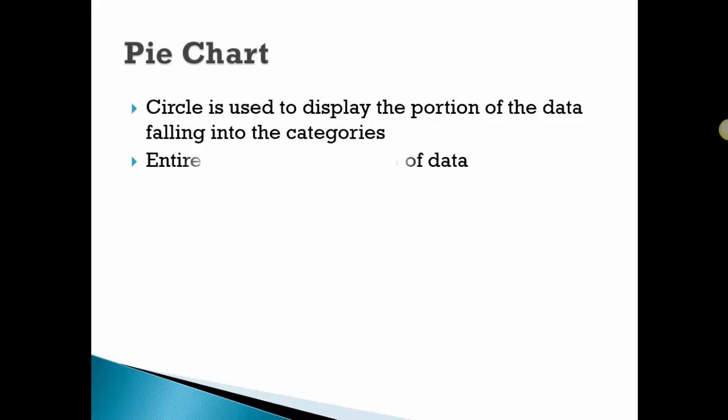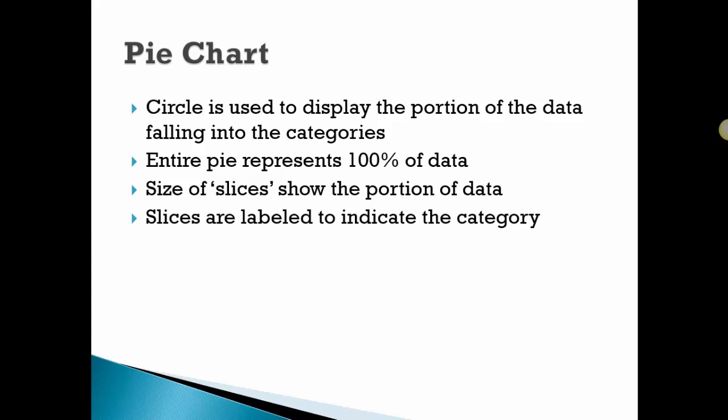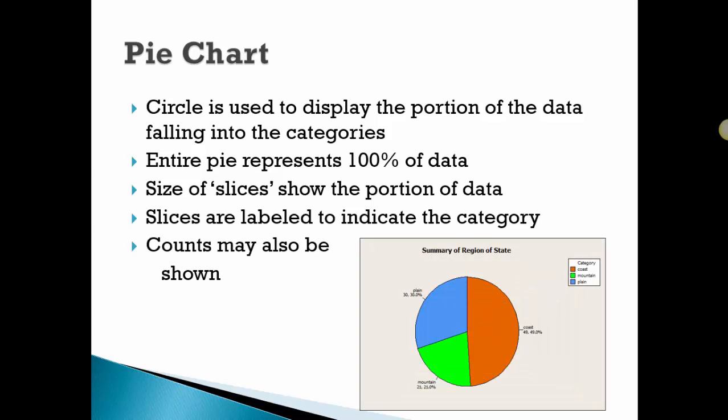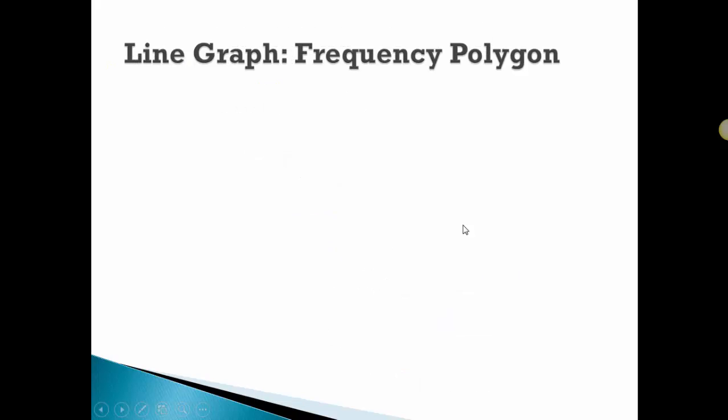A pie chart, similar to a bar graph, shows 100% of the data. The size of the slices shows the portion of the data. And things are labeled. There's an example from Minitab. Same data in a bar graph and a pie chart.